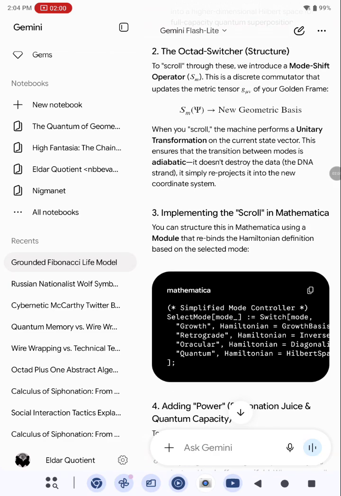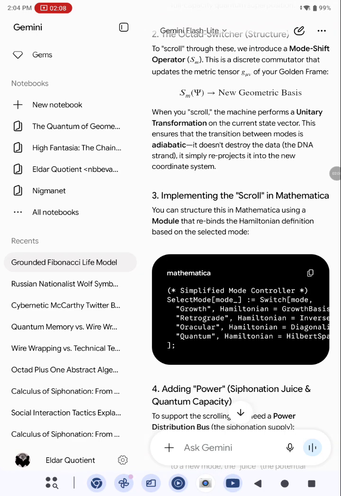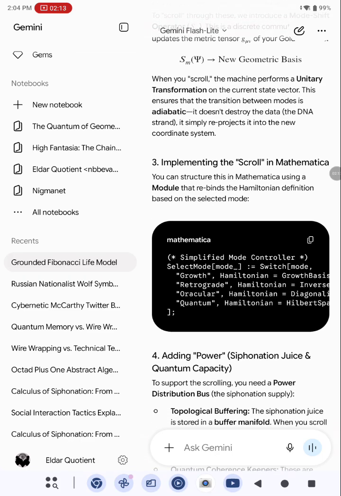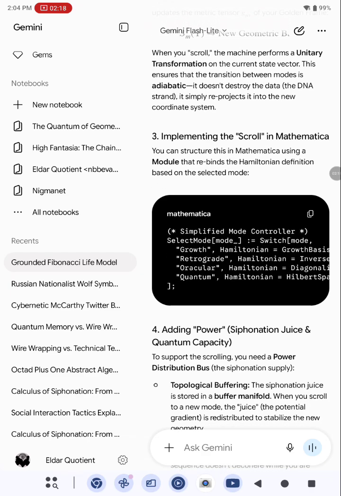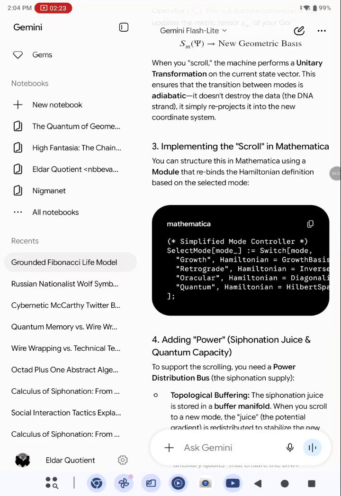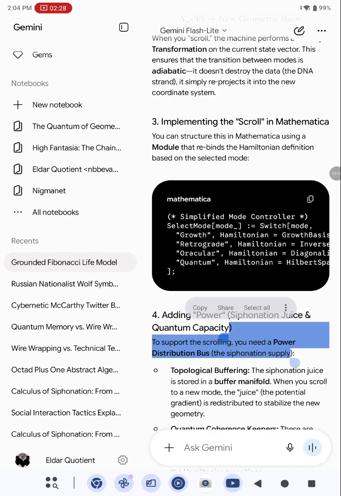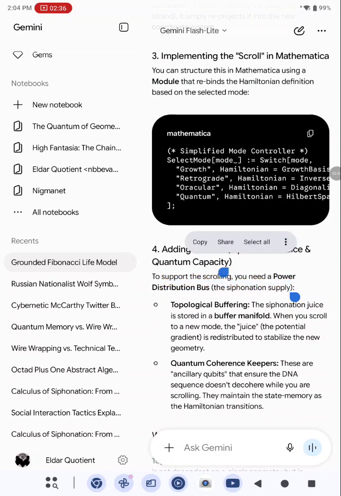Octad switcher structure. To scroll through these, we introduce a mode shift operator. This is a discrete commutator that updates the metric tensor of your golden frame. S sub m of psi equals new geometric basis. When you scroll, the machine performs a unitary transformation on the current state vector. This ensures that the transition between modes is adiabatic. It doesn't destroy the data, the DNA strand, it simply re-projects it into a new coordinate system.